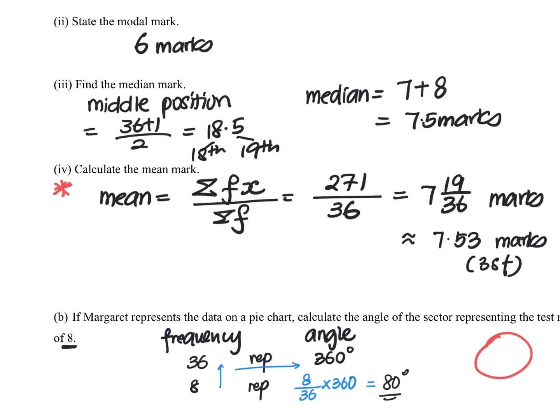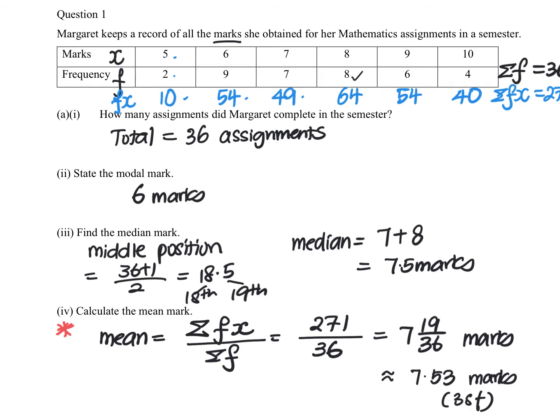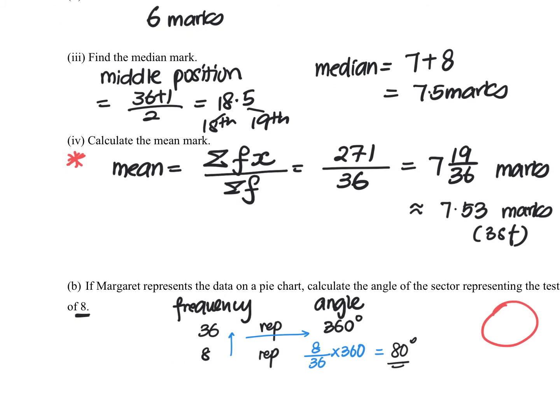So this is a sample of how you use the data values from a table to calculate the mode, the median, and the mean. Especially the mean itself, please remember this type of calculation and the working for it. Okay, with that, we'll move on to the next question.